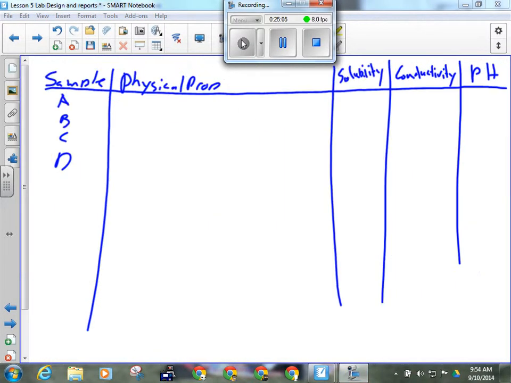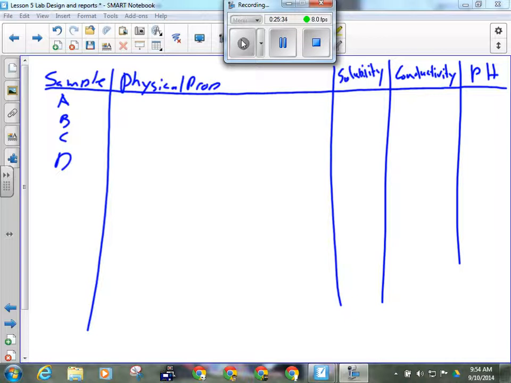Now you already saw this is a really bad version of the chart, but that was on the file I showed you a little while ago. What we're looking for here in your observations will be things like this chart. We have samples A, B, C, D. Here's some of their physical properties like color and texture and whatever. Were they soluble or not? Did they dissolve easily? You might want to have a scale for that, maybe 1 to 10.